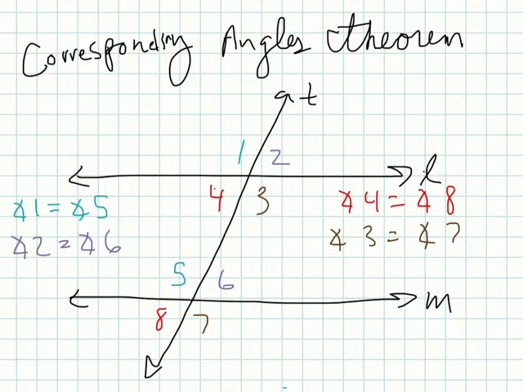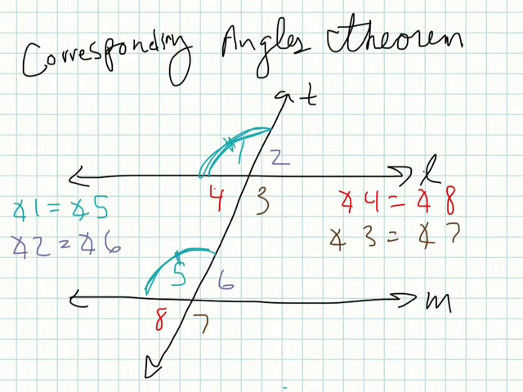Next, we're looking at the corresponding angle theorem. And what this says is, again, when you have a transversal that intersects two parallel lines, in this case L and M, their corresponding angles are congruent. So here you can see we have a lot. Let me start with this. So angle 1, its corresponding angle is angle 5. Remember, corresponding angles are on the same side of the transversal and they're in corresponding spots. Angle 1 and 5 are going to be congruent to each other.